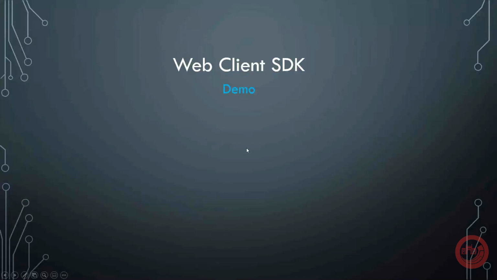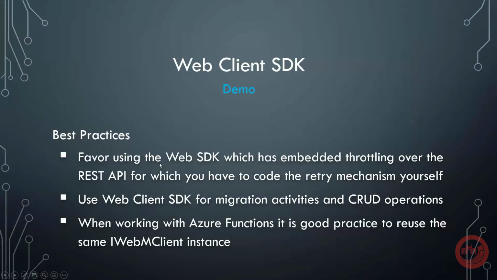So if I go to the best practices of this, use this web SDK, just for the sake of it having inbuilt retry. Right? That's why rather than the REST API, it's better to use the web SDK client so that you can customize that. And wherever you have migration activities to import and doing the CRUD operations, use this. And when working with Azure functions, use that helper class that I showed you, so that you don't have to keep creating instances in different places.